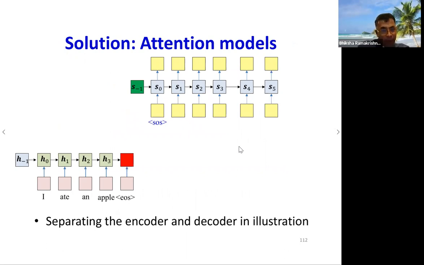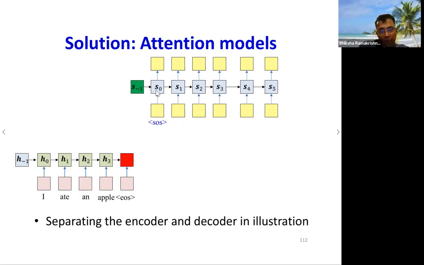To explain them, I'm going to draw things a little differently. I'll separate the encoder and the decoder for illustration. So we will represent the hidden encoder states with the symbol H. And the subscript for H is the time. So H0 is the hidden representation at time 0. H1 is the hidden representation at time 1, and so on.